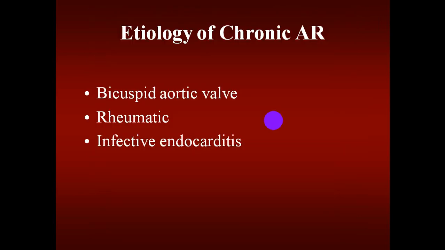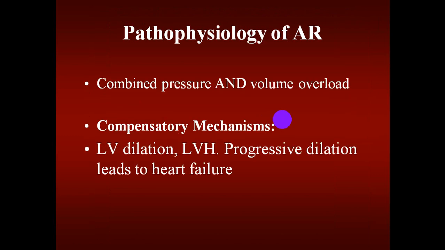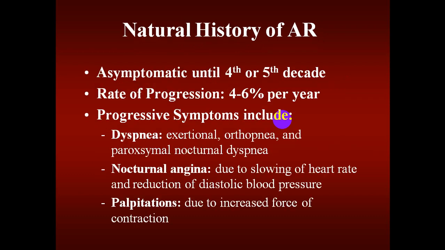The etiology of chronic aortic regurgitation: bicuspid aortic valve is the most common cause, then rheumatic heart disease and infective endocarditis. Regarding the pathophysiology and hemodynamic change, aortic regurgitation is in fact a combination of pressure and volume overload. The compensatory mechanisms are left ventricular dilatation and left ventricular hypertrophy, with progression of dilatation until left ventricular function declines and heart failure develops.